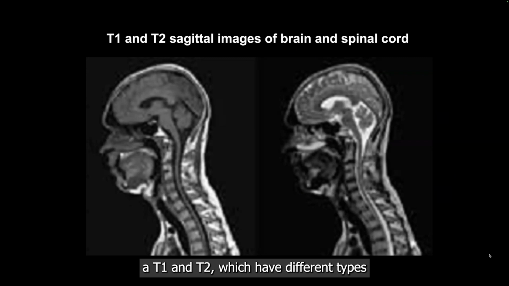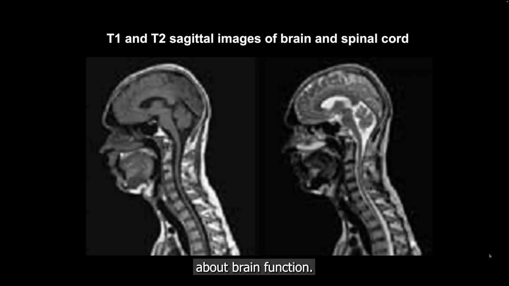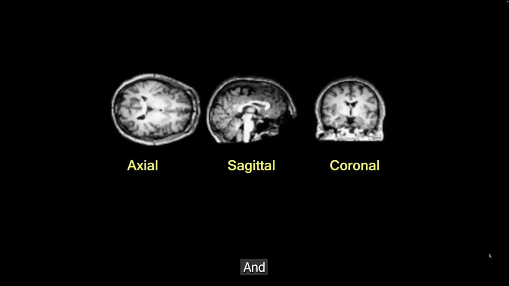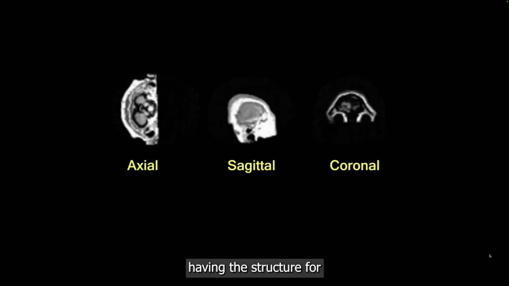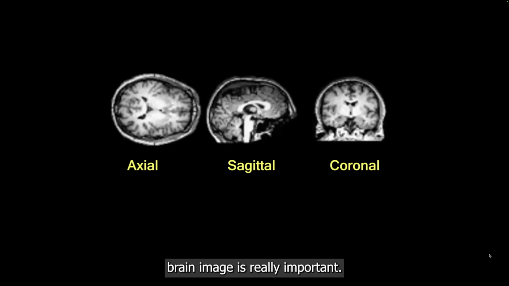a T1 and a T2, which are different types of MRI approaches to look at the brain, spinal cord, and you can even see the base of this individual. And you see the brain, and the black here is the ventricles, and the brain here, and the white is the ventricles. And I won't get into the differences of T1 and T2, but the point is these are just images. They don't tell us anything about brain function. And having the structure for brain images is really important.